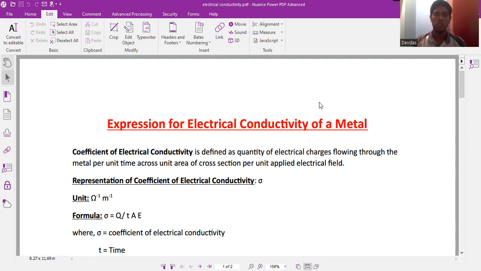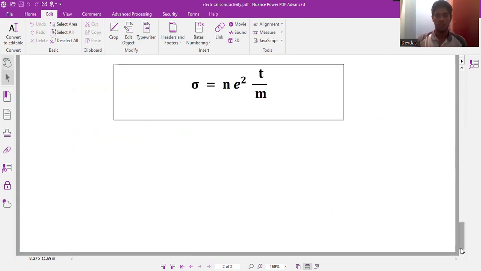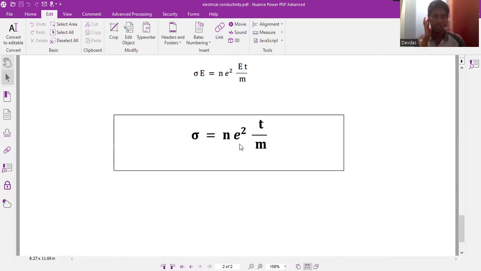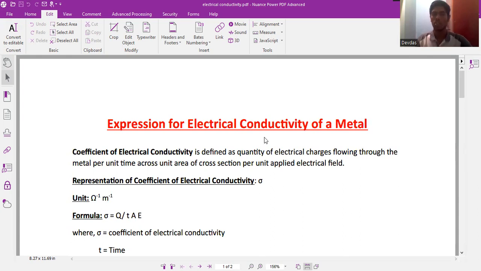Today we're talking about the subject physics. So today we're going to talk about electrical conductivity and its derivation, which is sigma, the representation of electrical conductivity, equal to n e square t by m, where t is the relaxation time. We can also refer to it as tau, but in the whole derivation, we refer to relaxation time as t. So let's start with the derivation of the expression for electrical conductivity of matter.